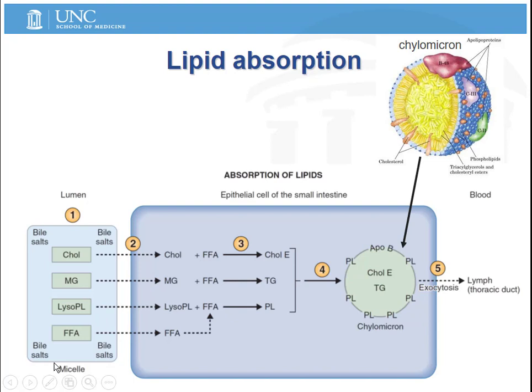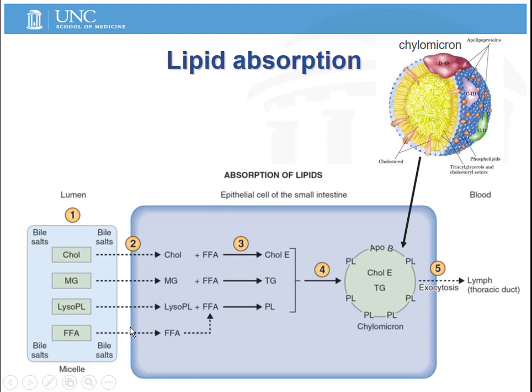Out here is the lumen, and we have a micelle present. You can see the different components of the micelle. So the micelle contains the products of lipid digestion, while the exterior is covered with bile salts. So the hydrophilic part of the bile salt is in contact with the aqueous lumen of the small intestine, and the hydrophobic portion of that bile salt is in contact with the lipids.